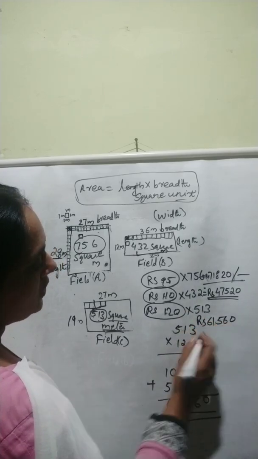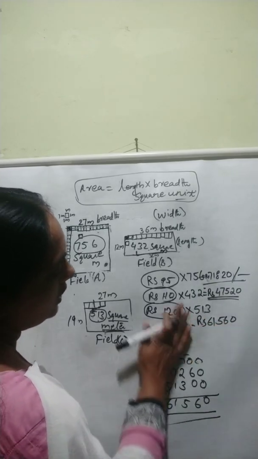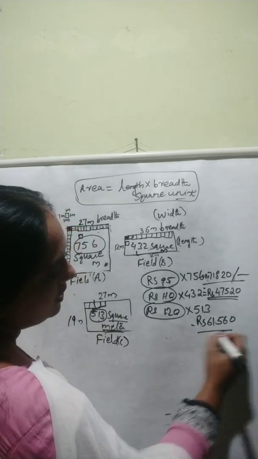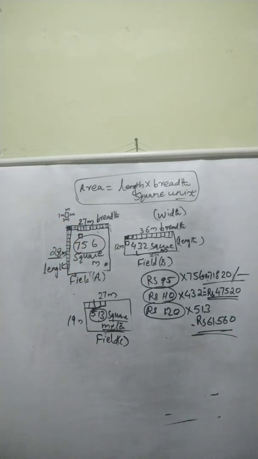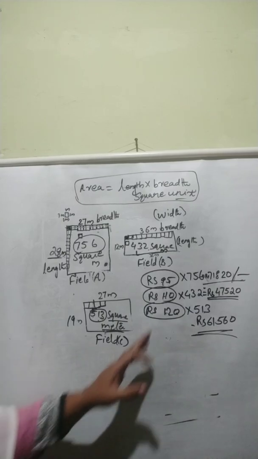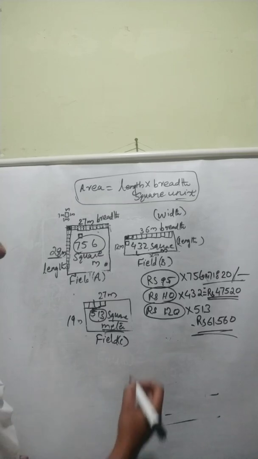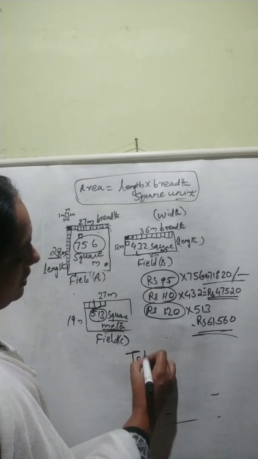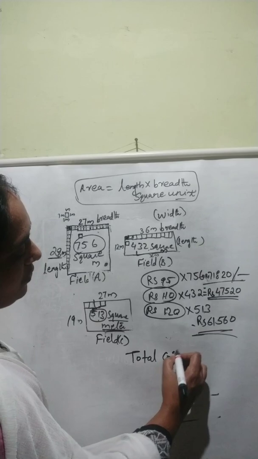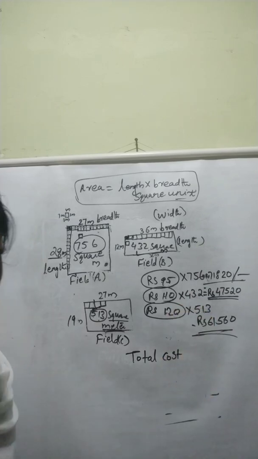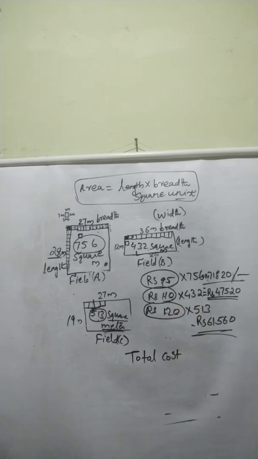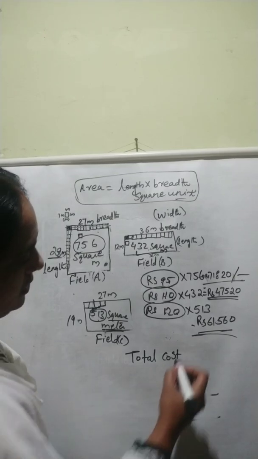So next part is, we got the amount separately. So the next part is to find the cost of all three fields. Okay, we find it. Then total cost. How can we find out the total cost of these three fields? We have to add it.